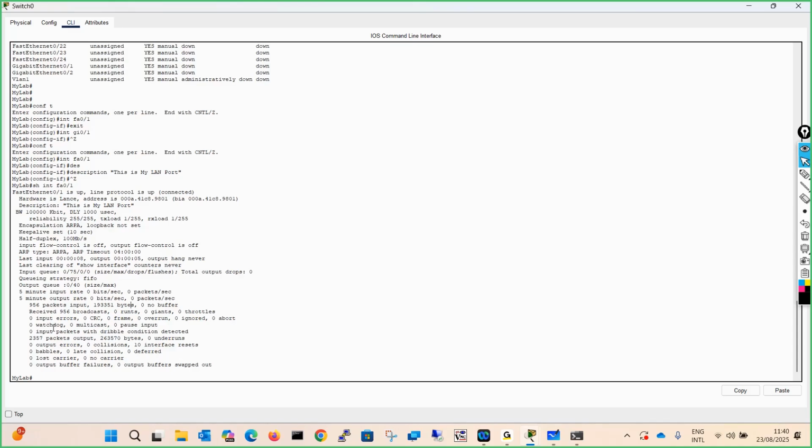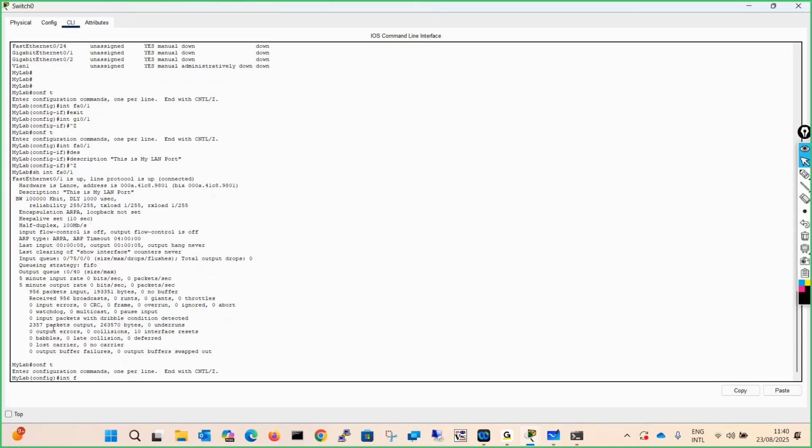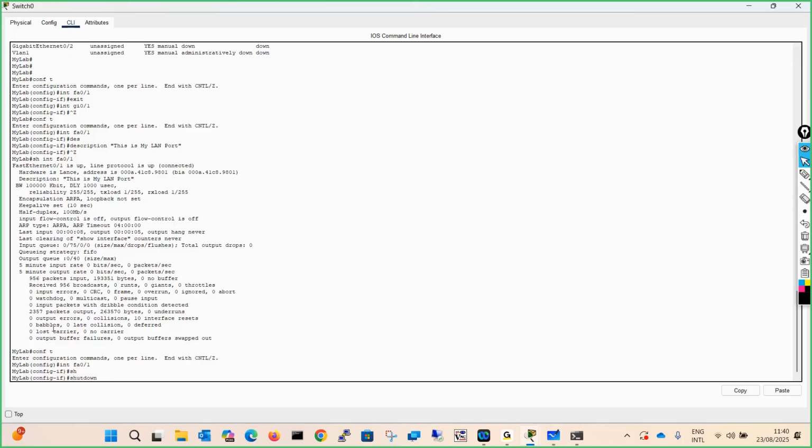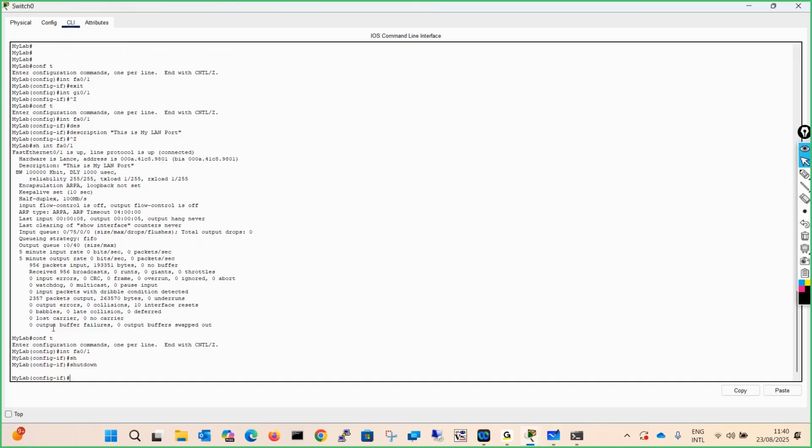Any questions? Any doubt over here? Now, let's say for example you want to make this interface down. For example, you go to configuration, you go to interface FA 0/1 and say shutdown. It will shut down the interface.